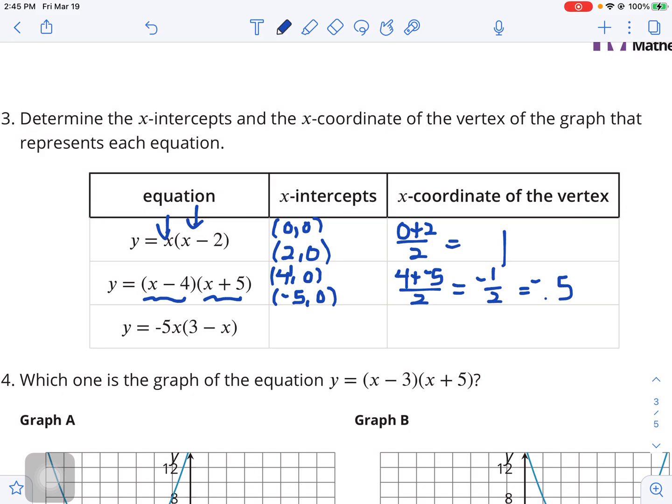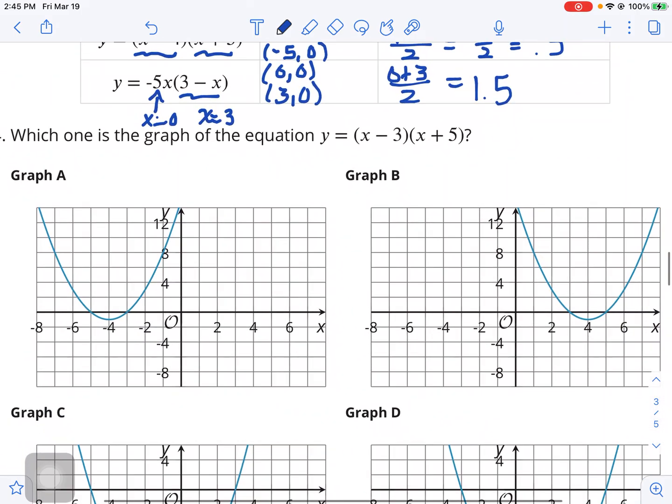The next one, remember if it's a monomial like that, just x is equal to 0 is one of the x-intercepts, and this one tells me that x equal to 3 is the other x-intercept. So I have 0, 0, and 3, 0. And halfway between those two x-coordinates would be 0 plus 3 divided by 2, which is 1.5, 3 over 2.